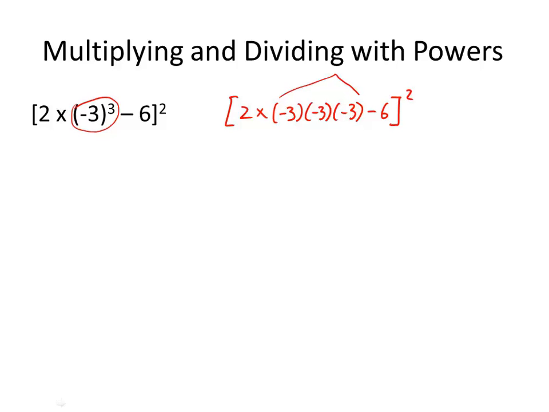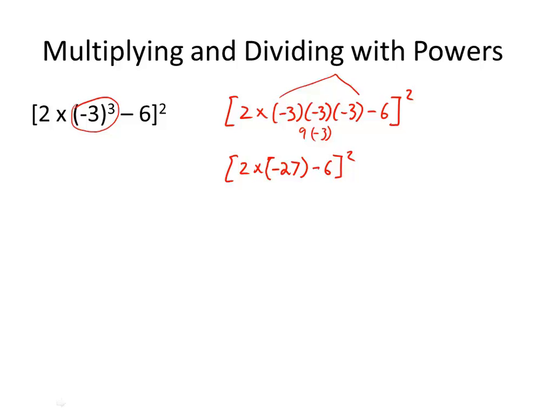-3 times -3 is +9, and so 9 times -3 is going to be -27. So we're going to write that in there. That's going to be 2 times -27 minus 6, squared.